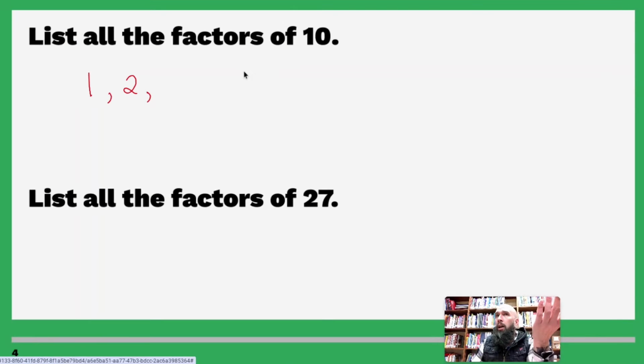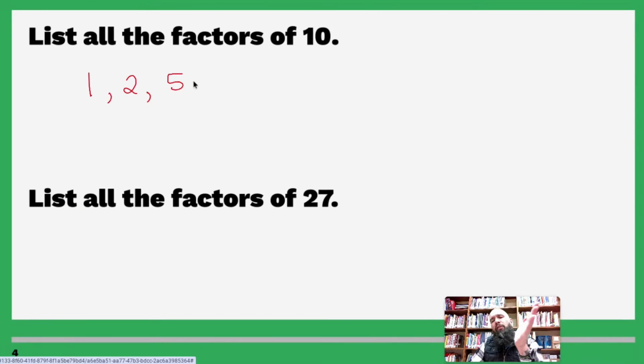Can I divide it by 3? 1 plus 0 is 1. 1 divided by 3, can't do it. Can you divide by 4? No. So you can't do that. Can you divide by 5? Yes. And here's the fun part.